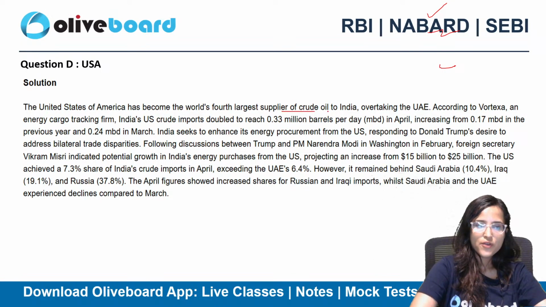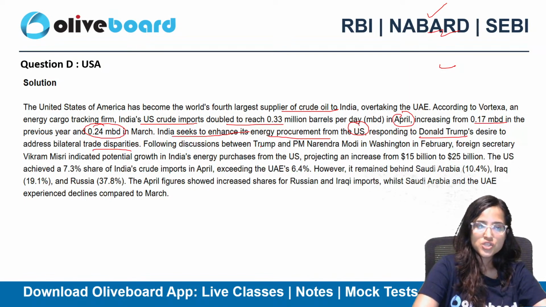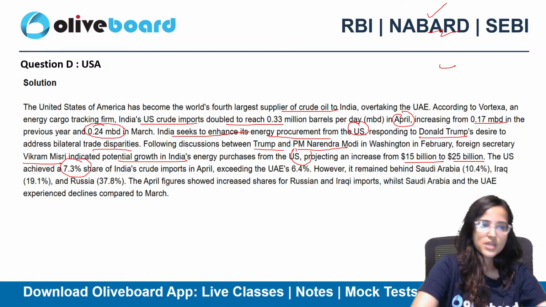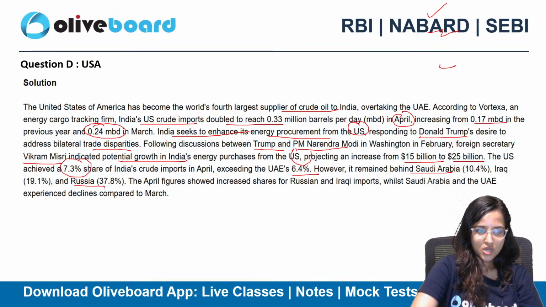USA has become the fourth largest supplier of crude oil to India, overtaking UAE, according to Vortexa, an energy cargo tracking firm. India's US crude imports doubled to reach 0.33 million barrels per day in April, increasing from 0.17 million barrels per day in the previous year and 0.24 MBD in March. India seeks to enhance its energy procurement from the US, responding to Donald Trump's desire to address bilateral trade disparities. Following discussions between Trump and Narendra Modi ji in Washington in February, Foreign Secretary Vikram Misri indicated potential growth in India's energy purchases from the US, projecting an increase from $15 billion to $25 billion. The US achieved a 7.3% share of India's crude imports in April, exceeding UAE's 6.4%. However, it remained behind Saudi Arabia, Iraq, Russia. So first we have Saudi Arabia, then we have Iraq.